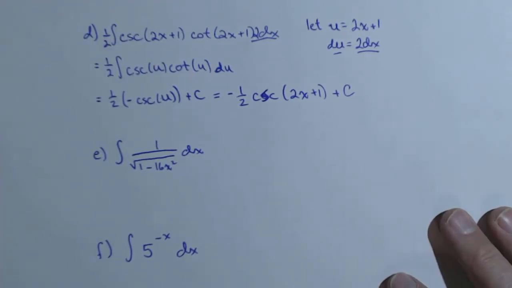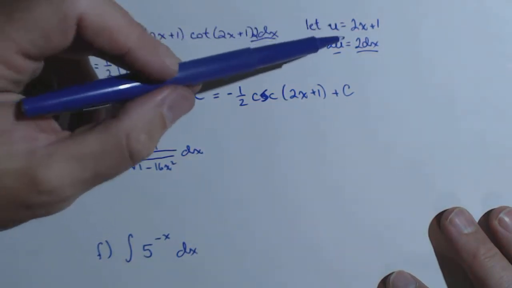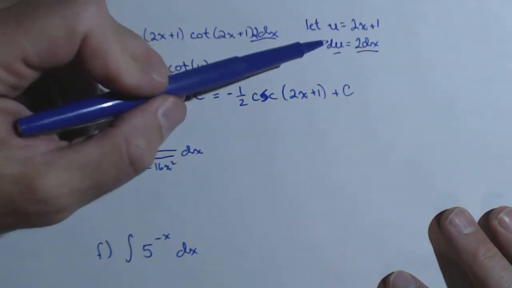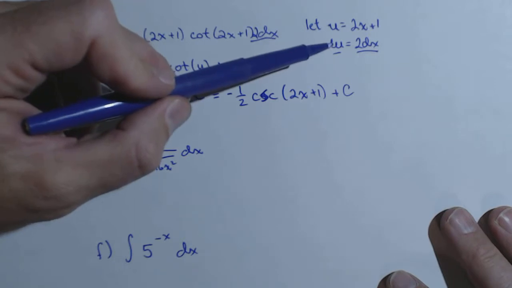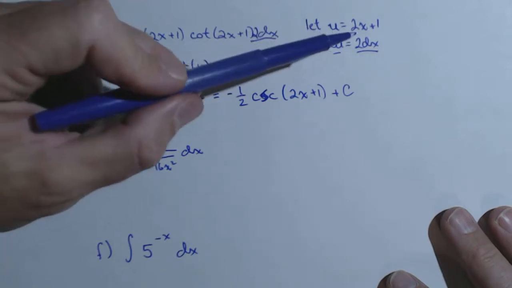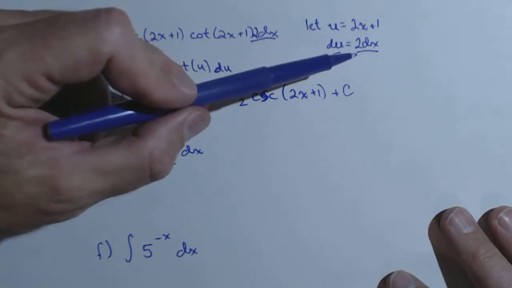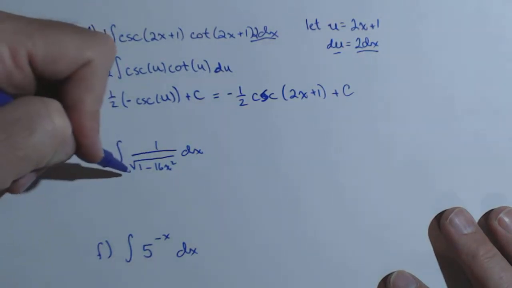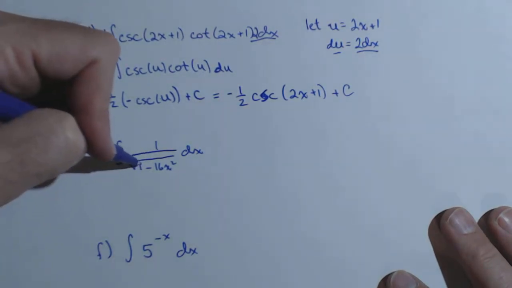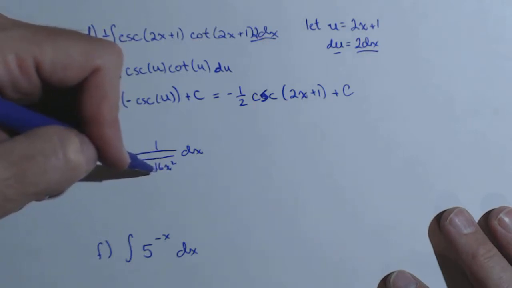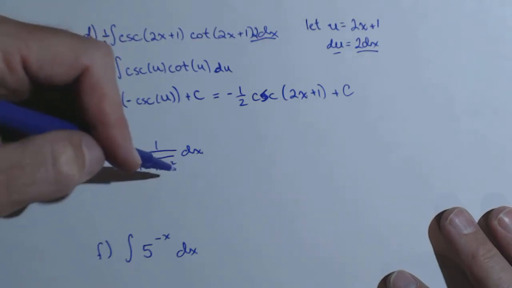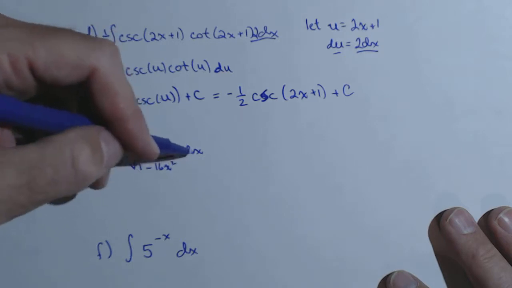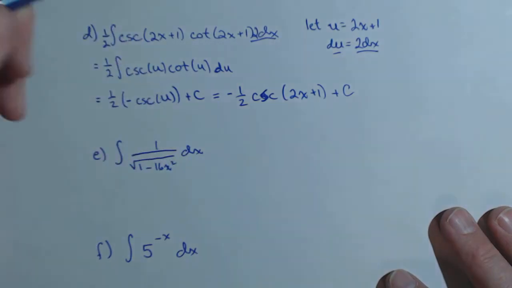It takes a little bit of practice on deciding what to let u be. Now, one thing that we know for certain is that to make the substitution, du must also be in our integral. Now, we can always adjust for a constant, as we've seen, but we can't adjust for a variable. So in looking at e, your first thought might be to let u be 1 minus 16x squared. But then your du would involve an x, and there's no x in the numerator. So that's going to be too much.